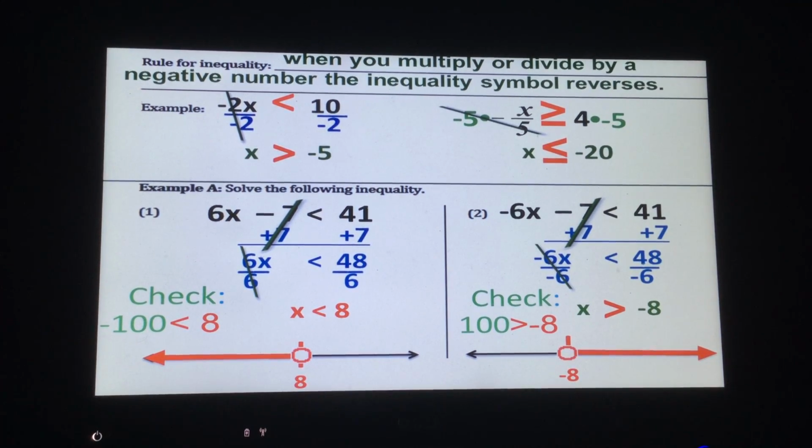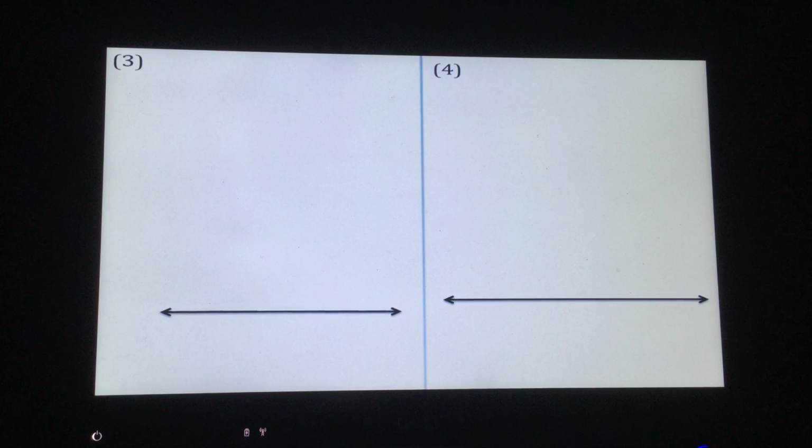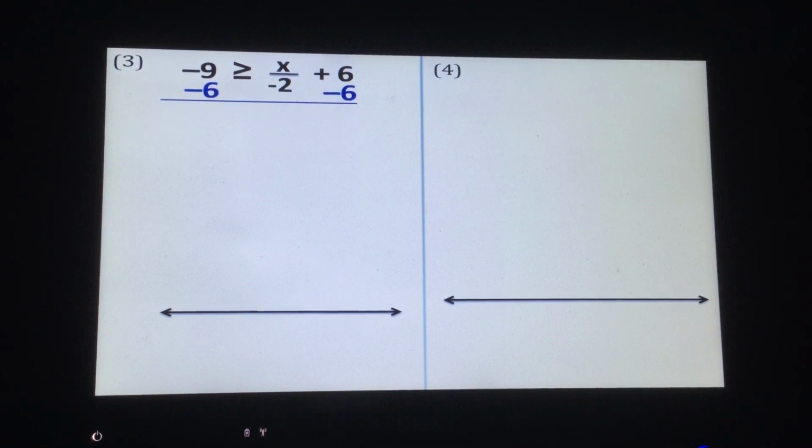Okay. All right, number 3. Number 3 we're going to do together. We have negative 9 is greater or equal to x over negative 2 plus 6. Okay, so who is furthest away from x? The negative 2 or the 6? All right, the 6 is furthest away, so let's get rid of that 6. How are we going to get rid of it? Well, let's go ahead and subtract 6 from both sides. Negative 6 and positive 6 will cancel.